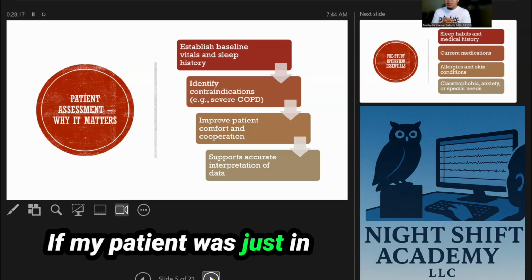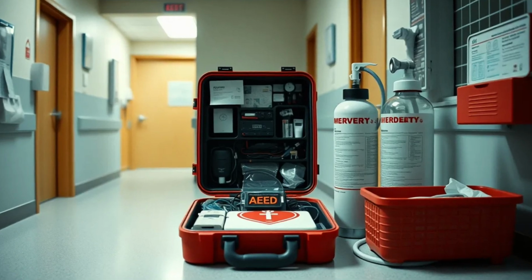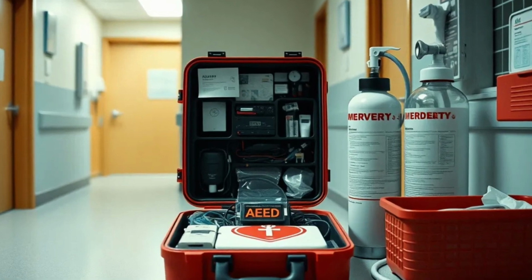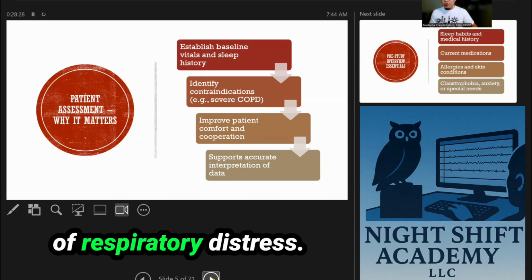So you have to be watchful of these types of patients and be prepared. My patient was just in a hospital about 3 weeks ago. I'll make sure I have my oxygen ready and my AED ready, okay, in case this patient ends up with any type of respiratory distress.